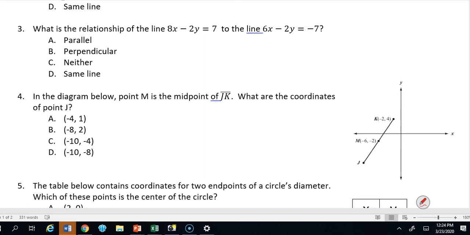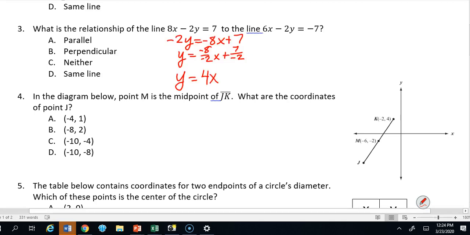So with number 3, again, since what's the relationship, we're going to move the 8x to the other side. So negative 2y is equal to negative 8x plus 7. Divide everything by negative 2. So y is equal to negative 8 divided by negative 2x plus 7 divided by negative 2. So when we simplify this one, again, when we divide a negative by a negative, we're going to get a positive. And then when we divide a positive by a negative, we're going to get a negative here for that term. Once again, going to move the 6x to the other side by subtracting it.